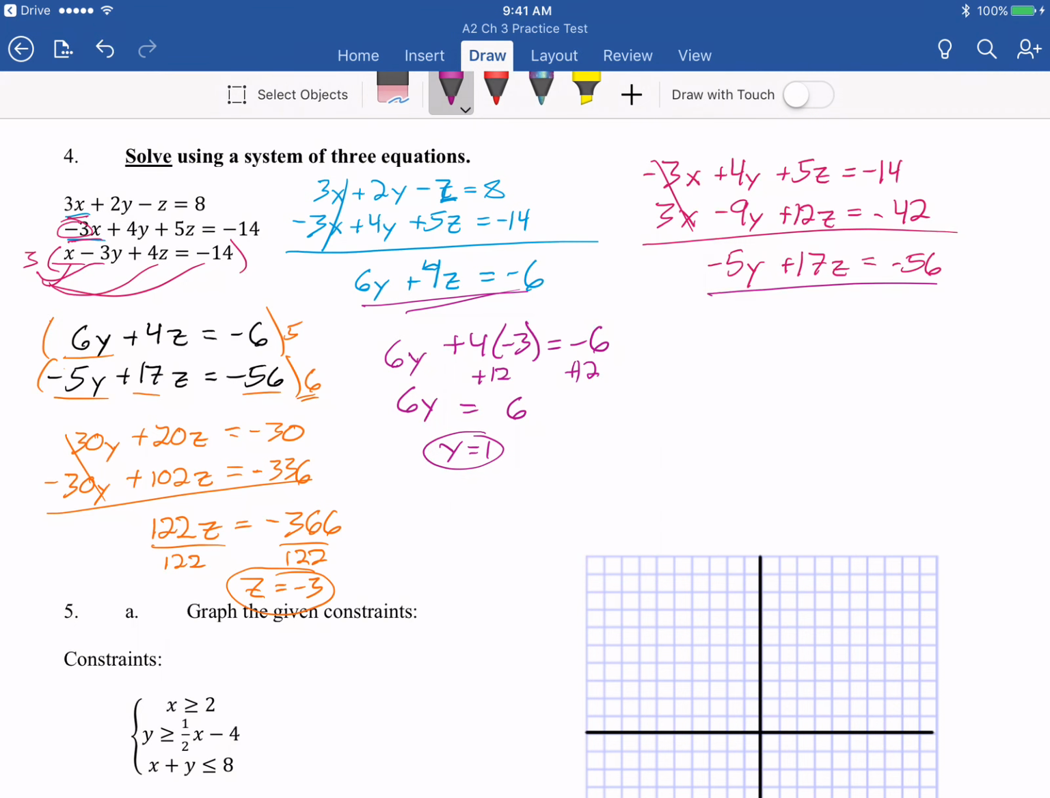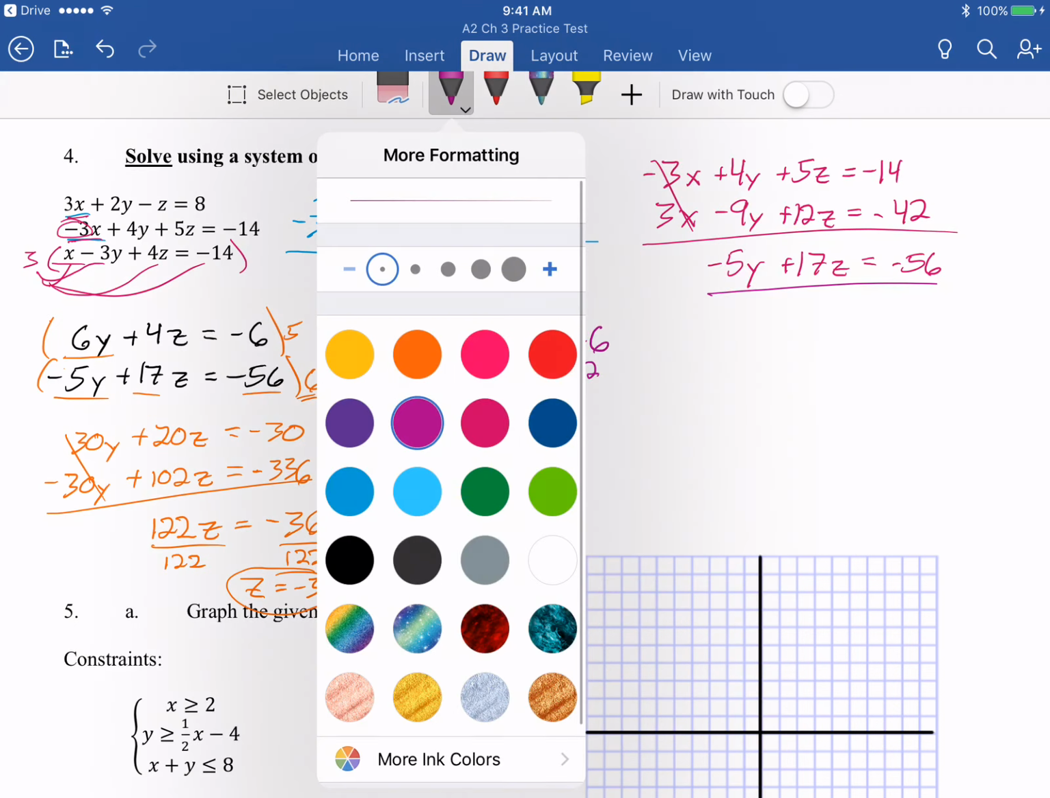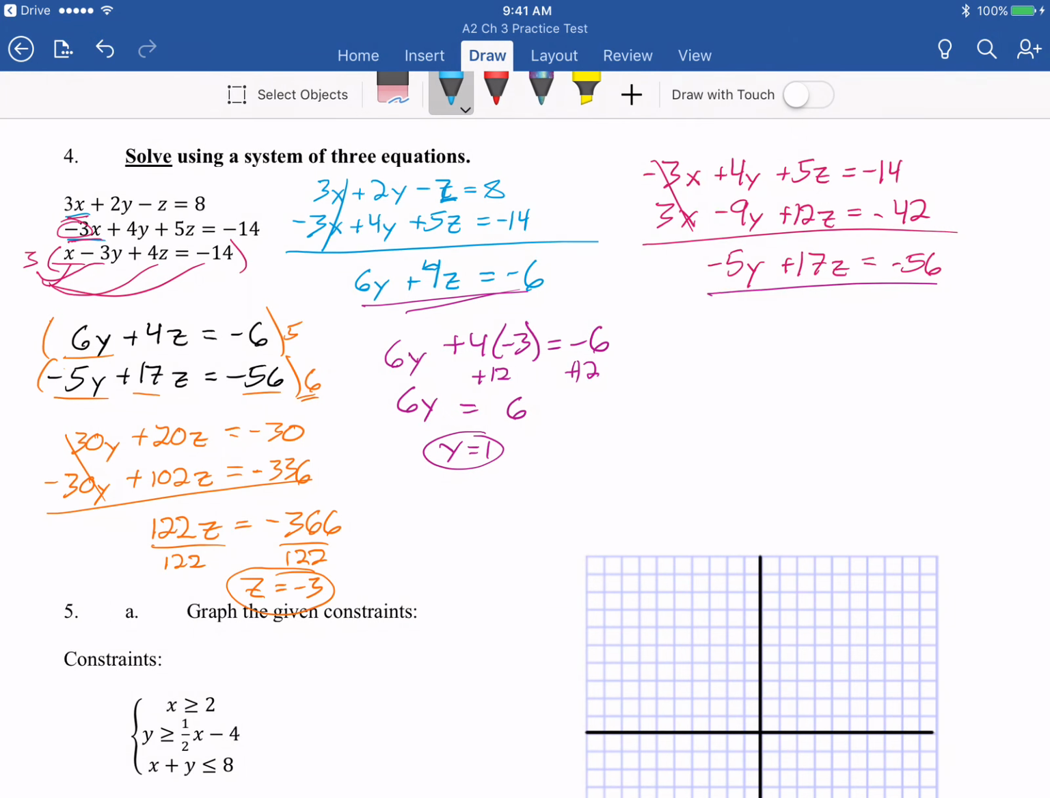Found my x, or my z and my y. Now I have to find my x. I'm going to go here. I'm going to pick out baby blue. I'm going to find here that this equation is probably the easiest to plug it into because x is all by itself. So I'm going to have x minus 3 times 1 plus 4 times -3 is equal to -14.